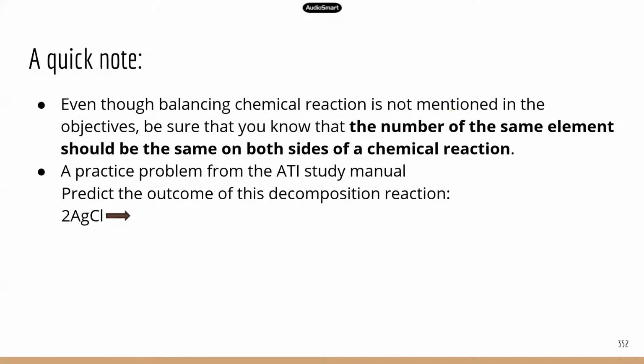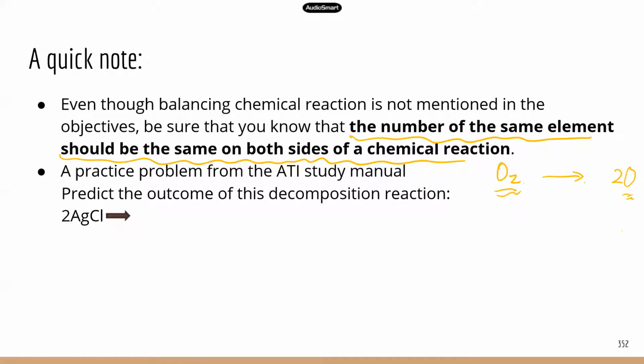And I have a quick note. I know I put in the comment that TEAS is unlikely to ask you to balance chemical reactions, but it is mentioned in the TEAS study manual that the number of the same element should be the same on both sides of the chemical reaction. So if you start with one oxygen molecule, which is two oxygen atoms, in the end of the chemical reaction, you should have two oxygen atoms. Could be in different forms, but you should have two oxygen atoms in the end.